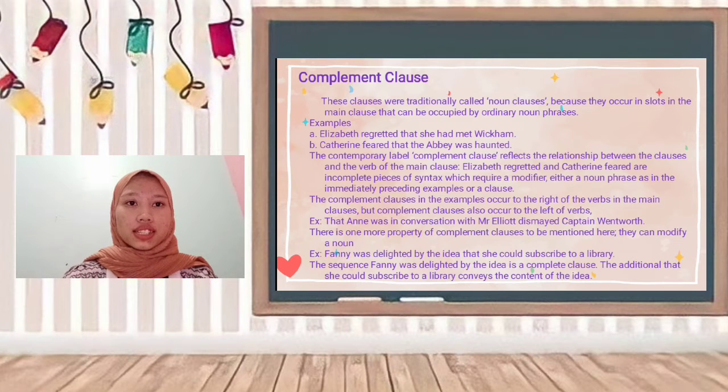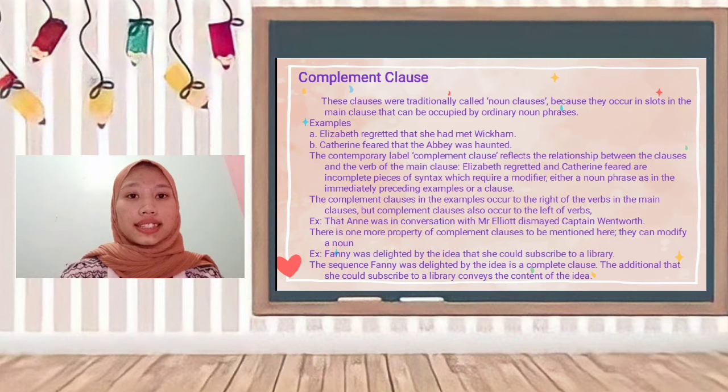The complement clauses in the examples occur to the right of the verbs in the main clauses, but complement clauses also occur to the left of verbs. Example: that Anne was in conversation with Mr. Elliot dismayed Captain Wentworth. There is one more property of complement clauses to be mentioned here. They can modify a noun. Example: Fanny was delighted by the idea that she could subscribe to a library. The sequence Fanny was delighted by the idea is a complete clause. The additional that she could subscribe to a library conveys the content of the idea.